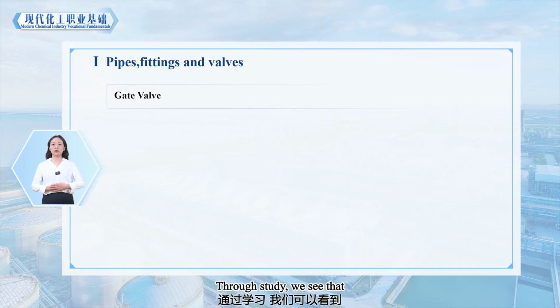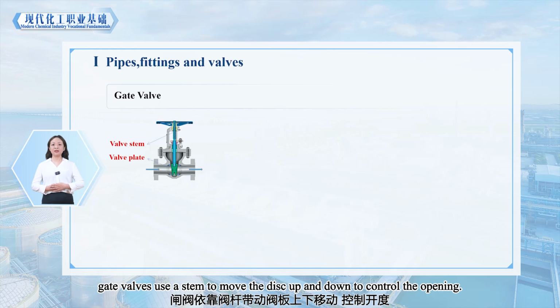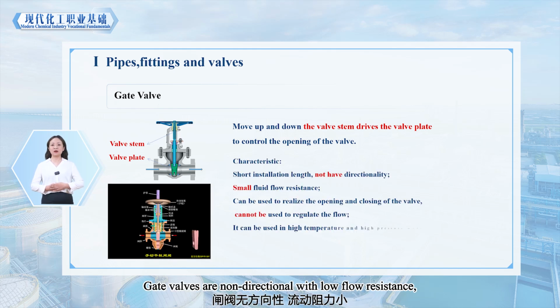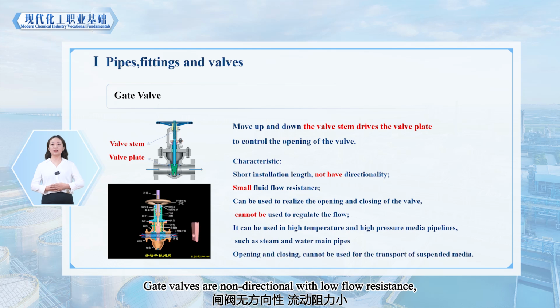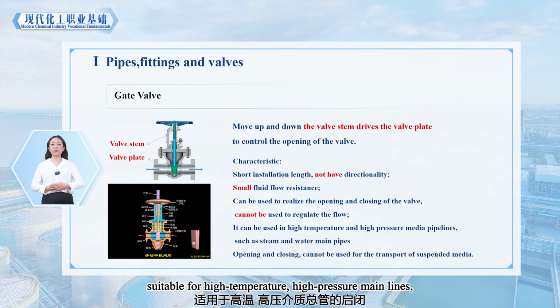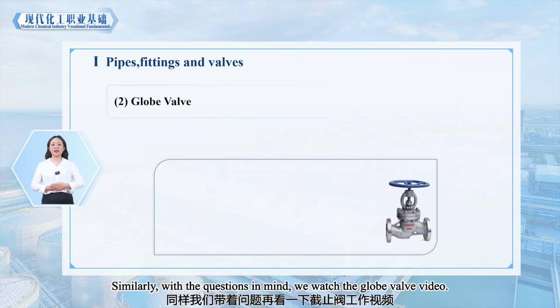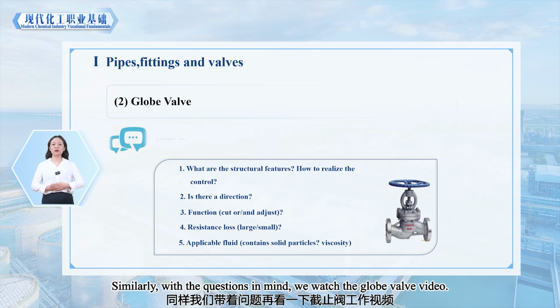Through study, we see that gate valves use a stem to move the disc up and down to control the opening. Gate valves are non-directional with low flow resistance, suitable for high temperature, high pressure main lines, not for flow regulation and not for conveying suspensions. Similarly, with the questions in mind, we watch the globe valve video.